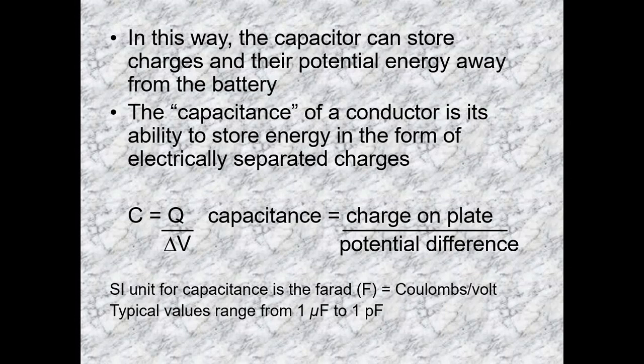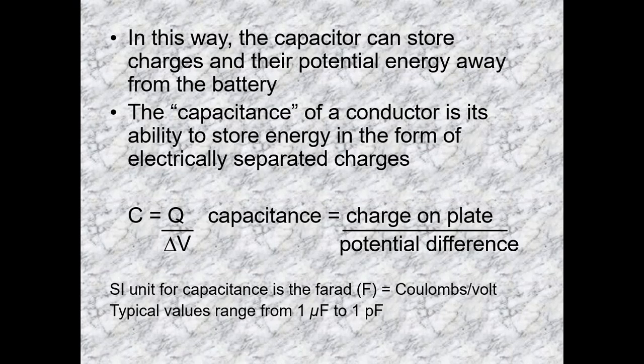So in this way, the capacitor can store charge and potential energy away from the battery. The capacitance of a conductor is its ability to store energy in the form of electrically separated charge. So C is equal to Q upon delta V. Capacitance is equal to the charge on a plate divided by the potential difference.